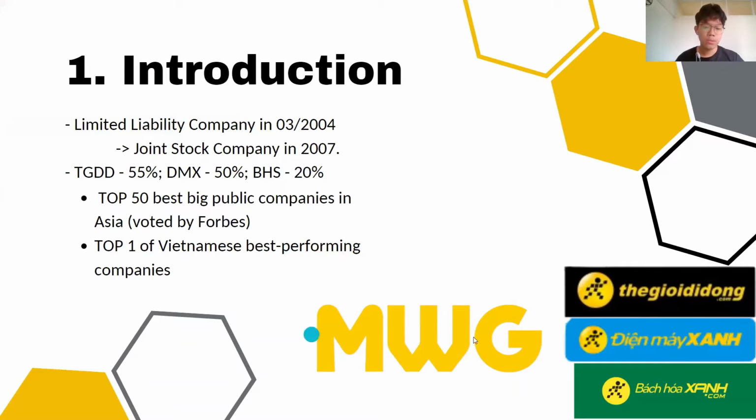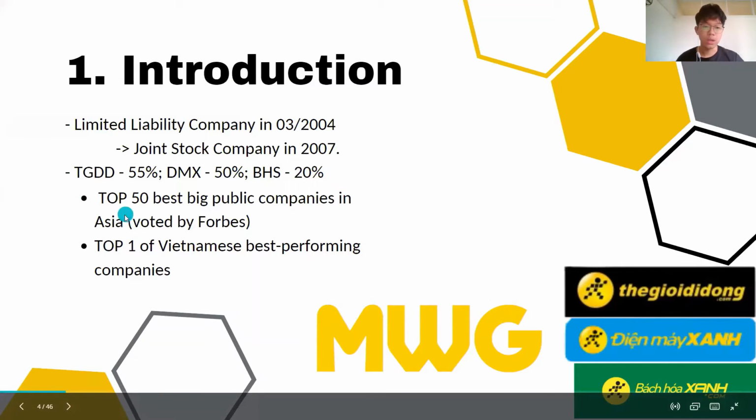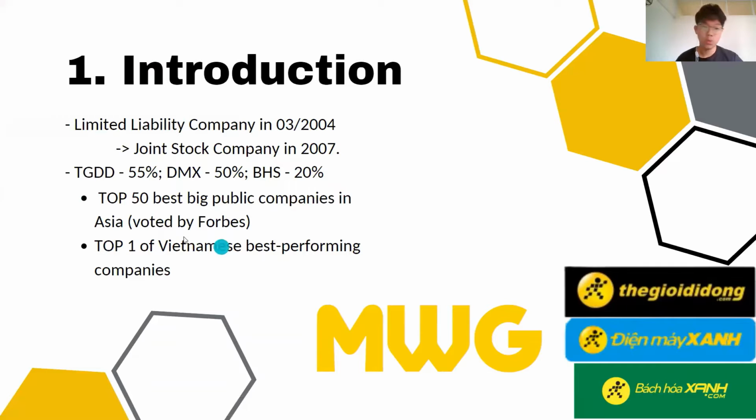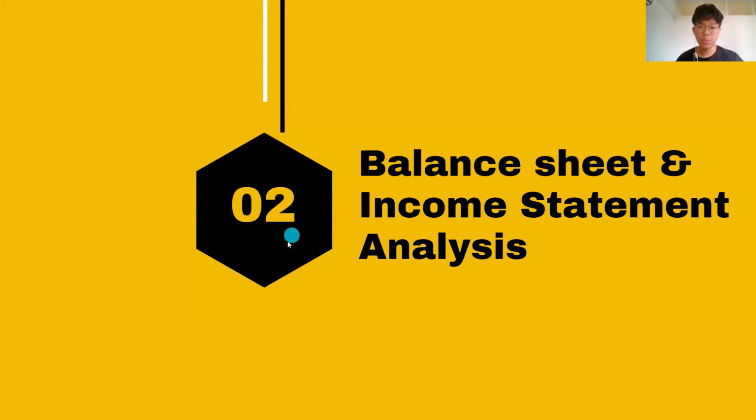Also, MWG has a lot of achievements, and I will pick out two of the biggest ones: top 50 best big public companies in Asia, voted by Forbes, and the best Vietnamese performing company. Really good. So the second part is balance sheet and income statement analysis.